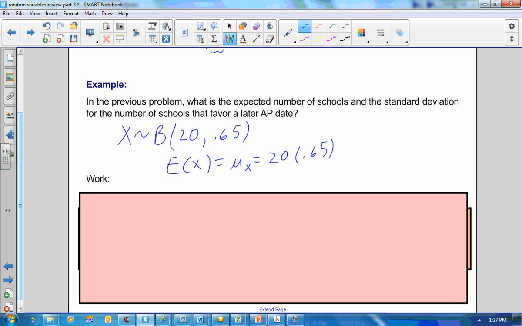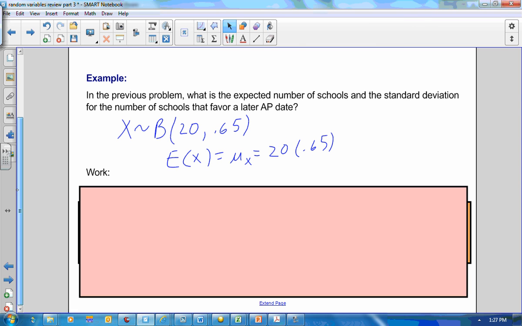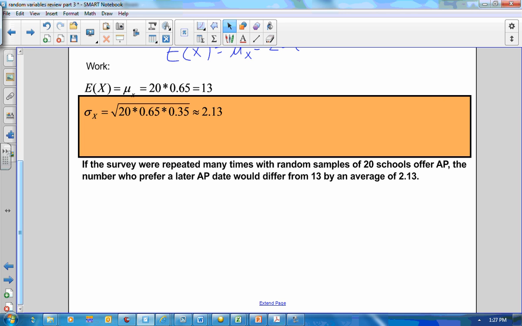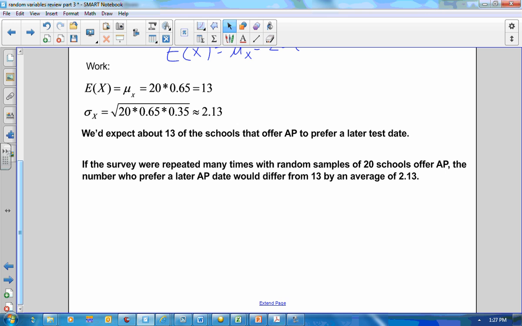And we know that our standard deviation of x, well, I'm just going to show you the answer here. And again, that's just a calculation you can do on a calculator page. So we see here that the expected value, or the mean, is 13, and the standard deviation is about 2.13.